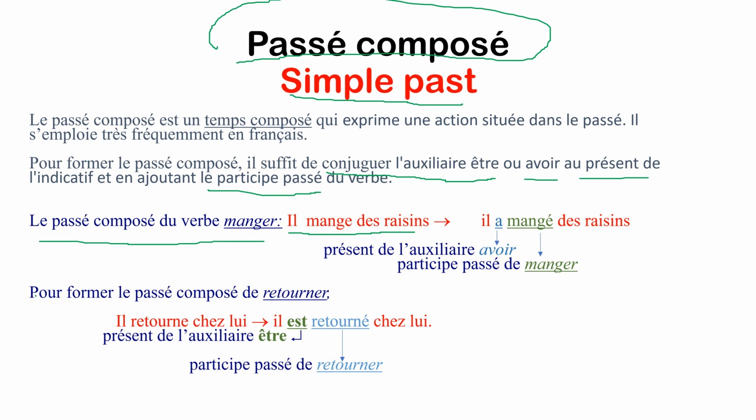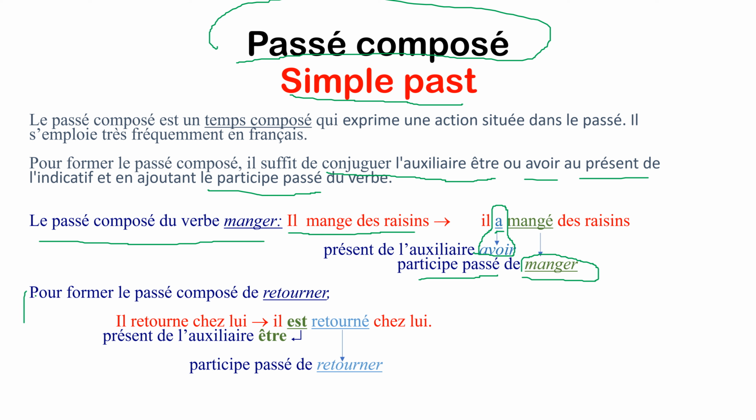What we do is we take the a, which is le présent de l'auxiliaire avoir, and then we add le participe passé du verbe manger. Le participe passé du verbe manger, c'est M-A-N-G-E accent aigu. Therefore, il mange des raisins. If we put that au passé composé, we're going to have il a mangé des raisins. Let's look at this example now.